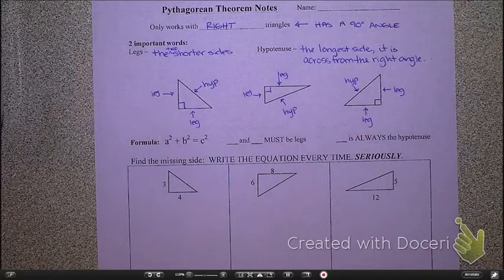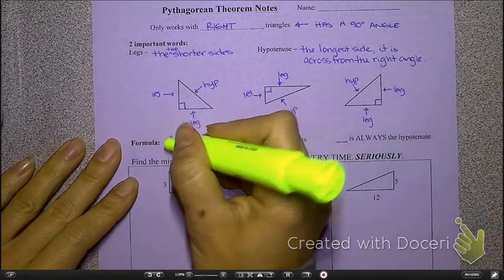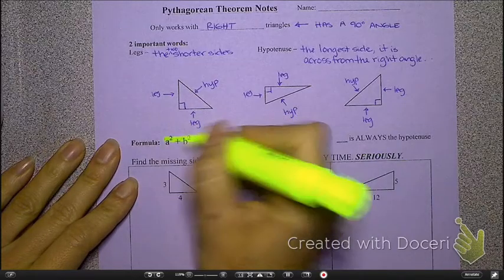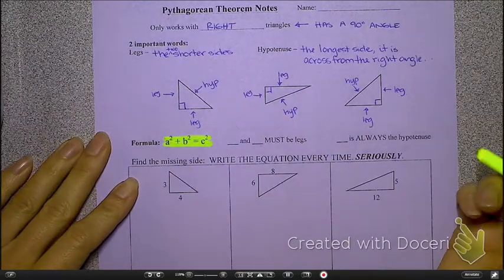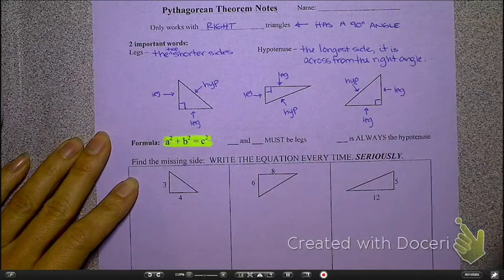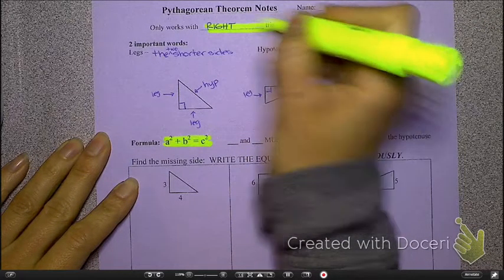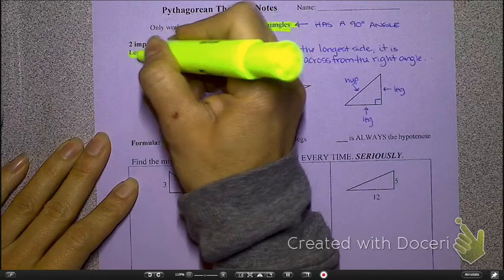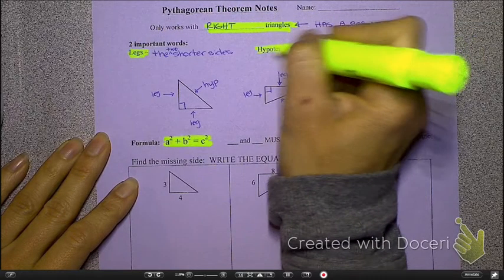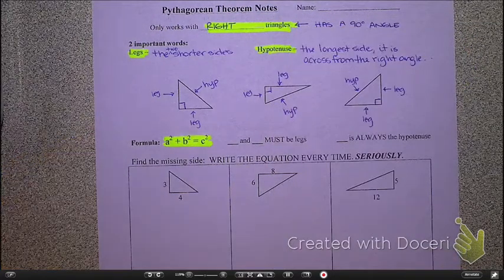Okay, after you label them, if you have a highlighter or a colored pen or something, maybe highlight or circle or underline the formula. Maybe let's highlight this keyword, which is right triangle, because that's important, right? And then maybe highlight these keywords, which would be legs and hypotenuse, okay? So those are some of the important things.